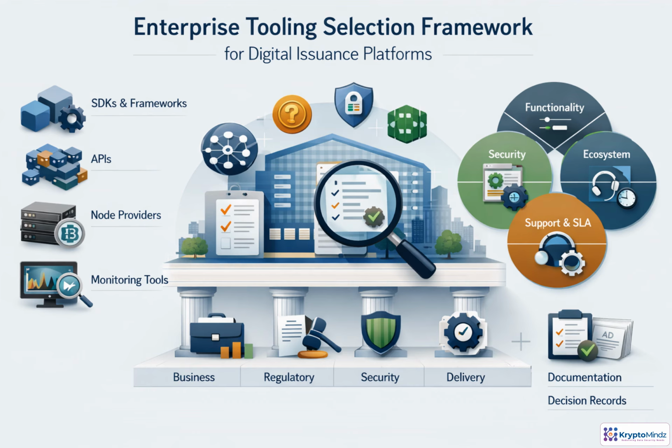Tooling selection is an architecture decision, not a preference contest. For each SDK, API, node provider, or monitoring tool, evaluate functionality, security, ecosystem maturity, support, licensing, and cost. Then test compatibility with your token standard, custody model, compliance controls, and deployment strategy. The outcome should be explicit standards, approved libraries, CI/CD patterns, monitoring expectations, SLAs, and runbooks. Capture the rationale in an ADR, so future teams understand why the choice was made.